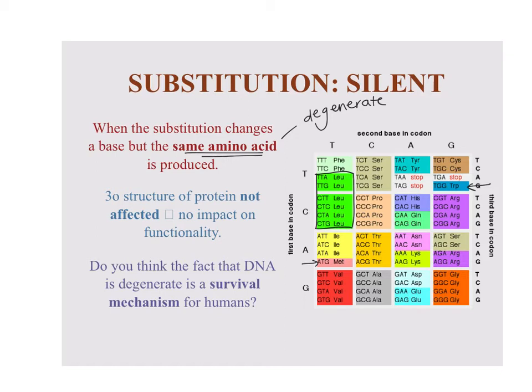So oftentimes the point mutation won't actually have an effect. We can say that the tertiary structure of the protein isn't affected by this mutation. There's no impact on functionality, and therefore we call it a silent mutation because we can't see any effect. And I want you to have a think about this question. Do you think the fact that DNA is degenerate is a survival mechanism for humans? So think about how these mutations arise. Think about why it might be good to have that degenerate sequence. You can pause, have some ideas, you can ask me some questions if you want, and then carry on when you are ready.